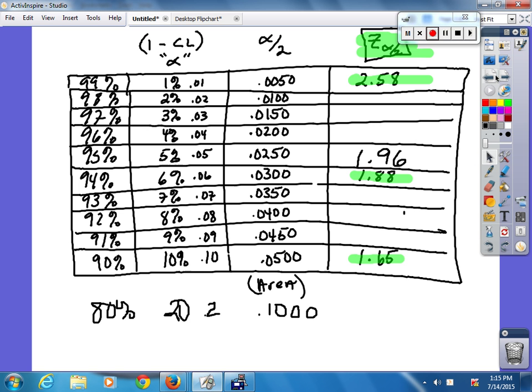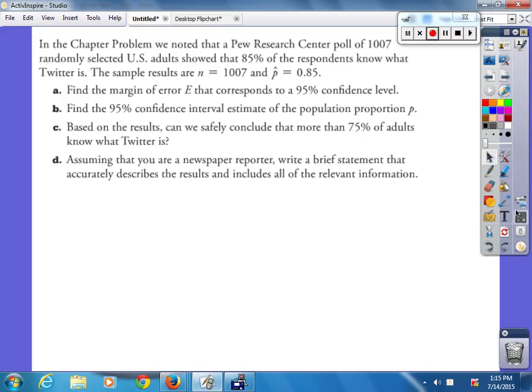So you need to look up 95% confidence level on your handy dandy index card. And when you do that, what is the 95% confidence level? 1.96. So now you put not only your information given. N is equal to 1007. P hat is equal to 0.85. Therefore, Q hat is equal to 0.15.